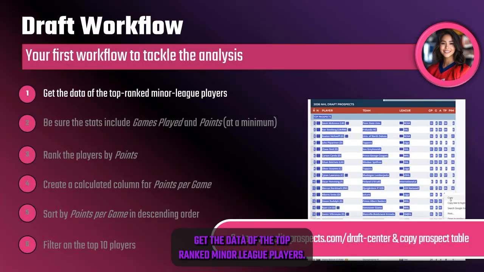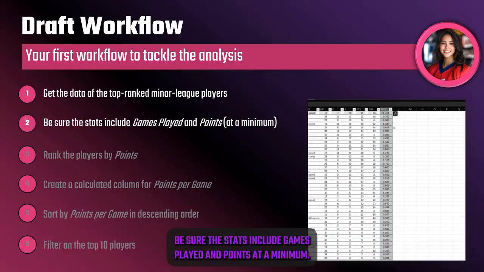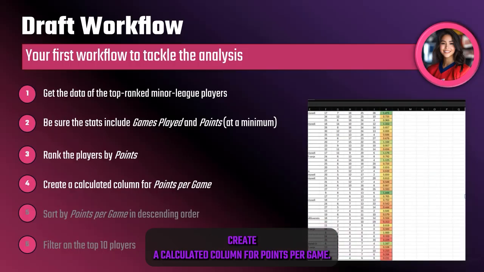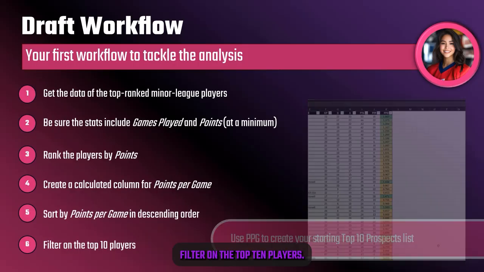Get the data of the top-ranked minor league players. Be sure the stats include games played and points at a minimum. Rank the players by points. Create a calculated column for points per game. Sort by points per game in descending order. Filter on the top 10 players.